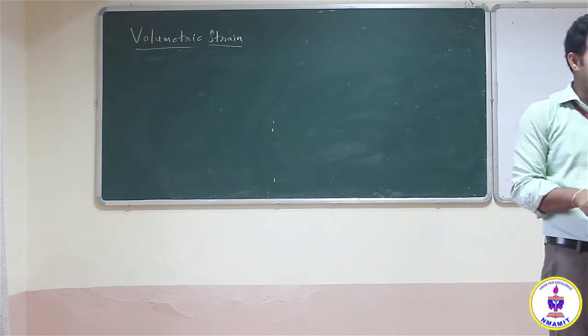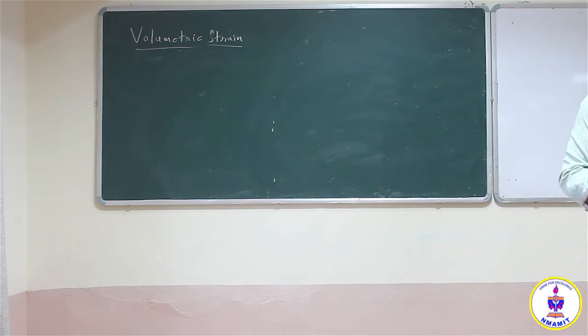Determine the changes in length, width and thickness of a steel bar which is 4 meter long, 30 millimeter wide and 20 millimeter thick, and is subjected to an axial pull of 30 kN in the direction of length. Take Young's modulus 2 into 10 raised to 5 Newton per mm square and Poisson's ratio 0.3. Also determine the volumetric strain, change in volume and final volume of the given bar.